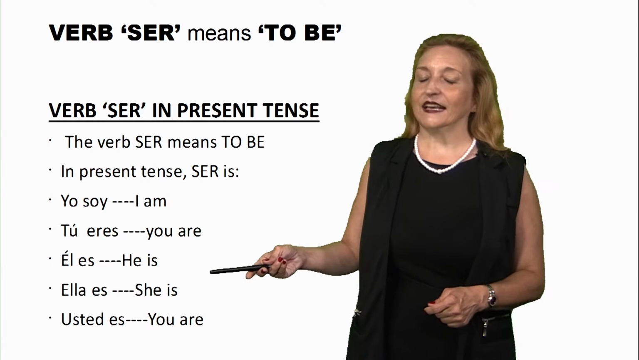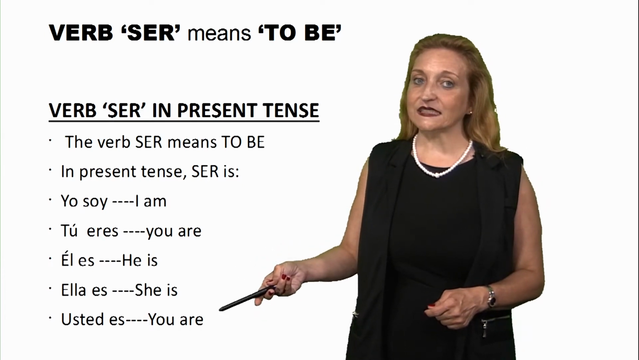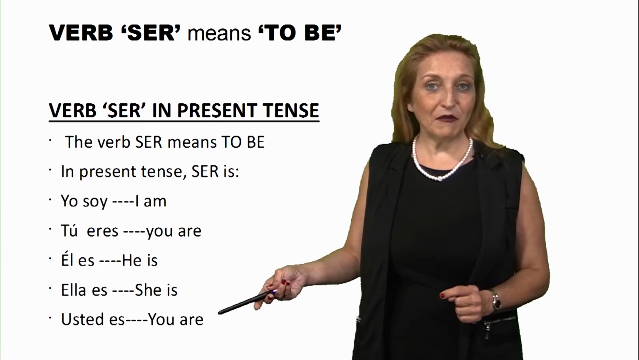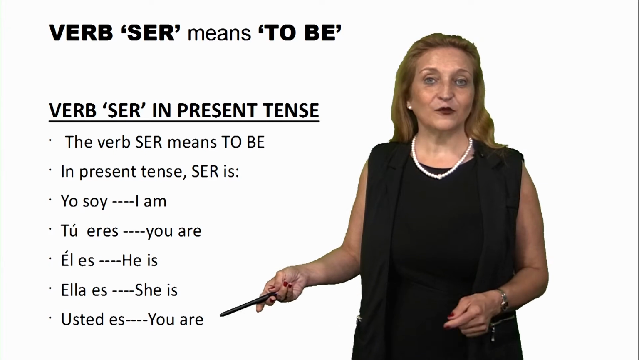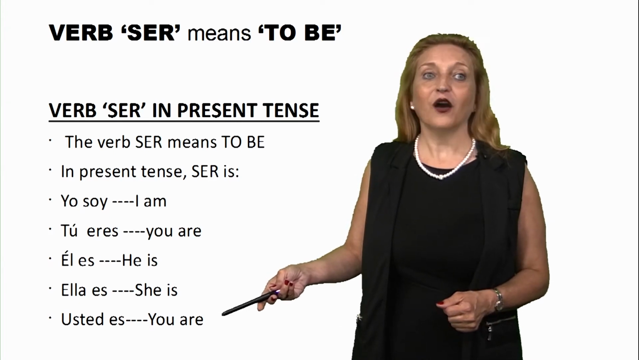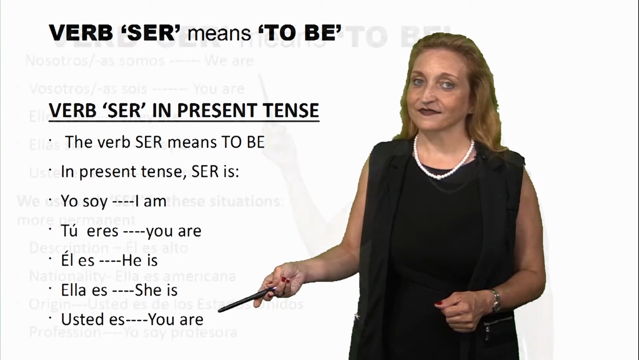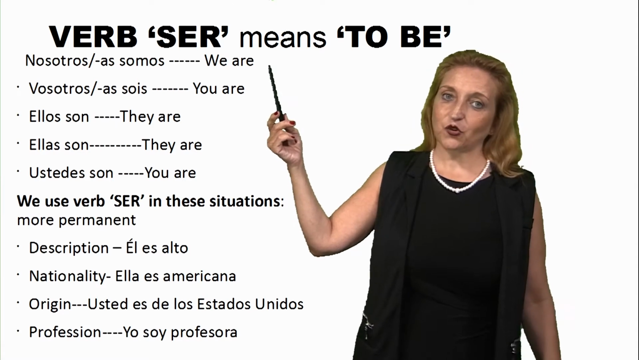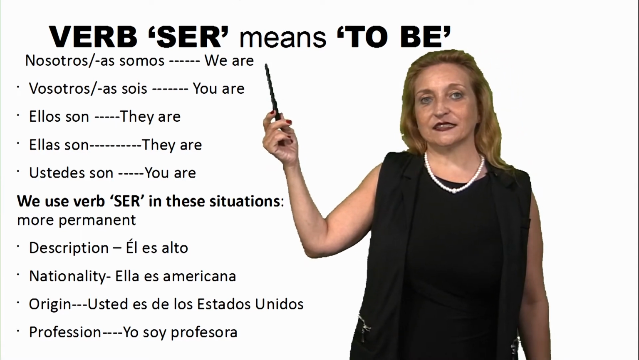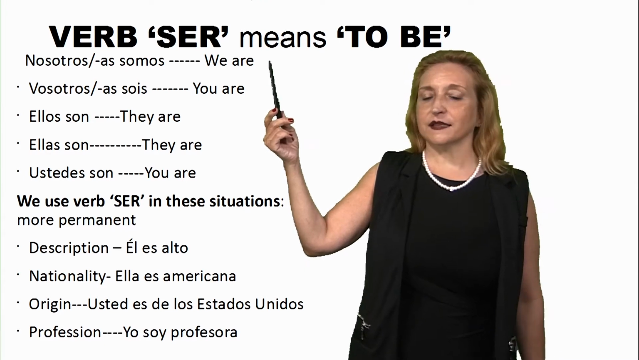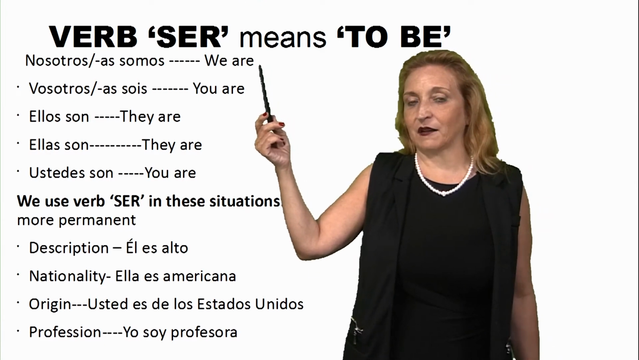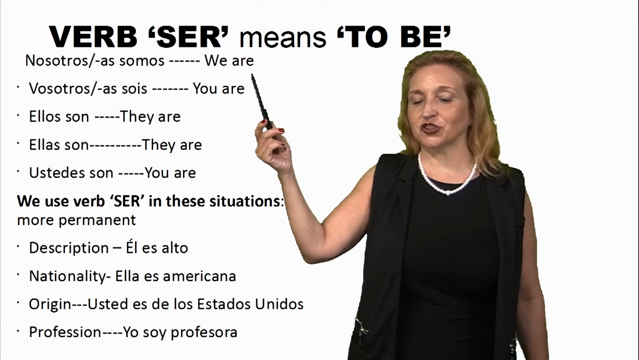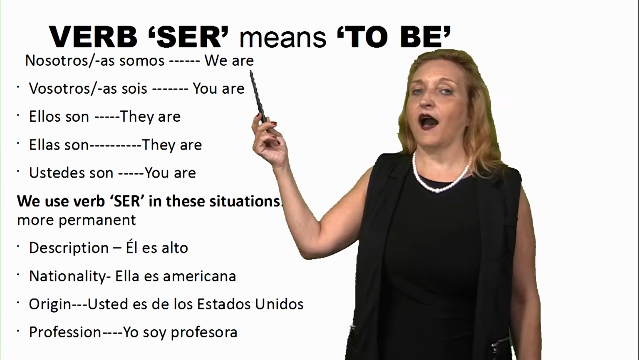Ella es, she is. Usted es, pay attention because it can be confusing. Usted is you as well. You remember? Tú, usted. Usted es is you when it's formal. Ustedes, you are. Nosotros, nosotras somos. I say nosotros when it's for men, nosotras when it's for ladies. Well, sometimes nosotros is used when there are men and as well men and women together, okay? Nosotros, nosotras somos is we are.